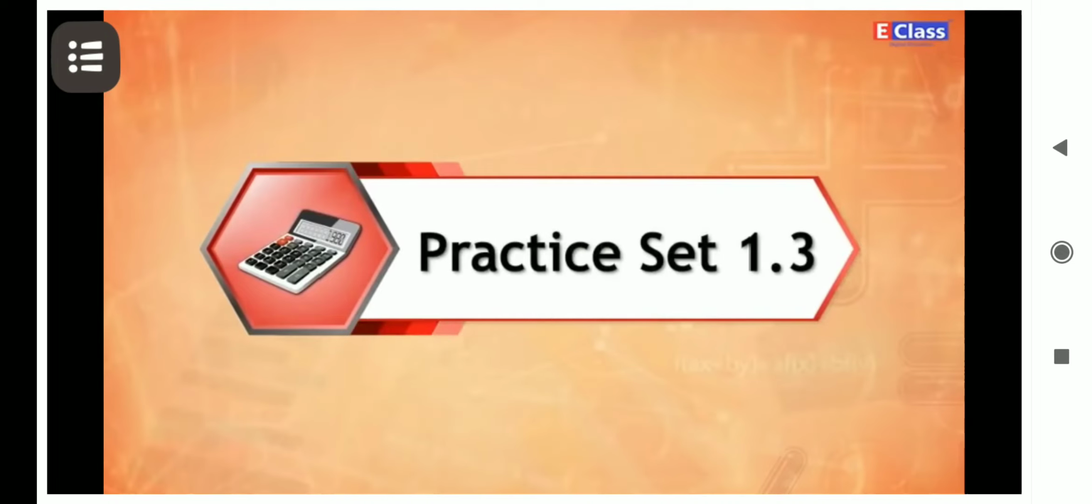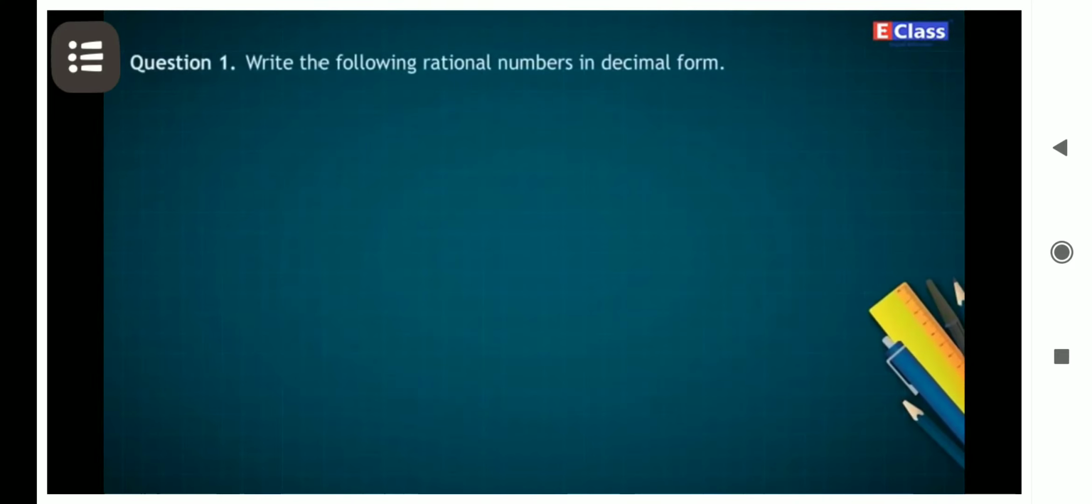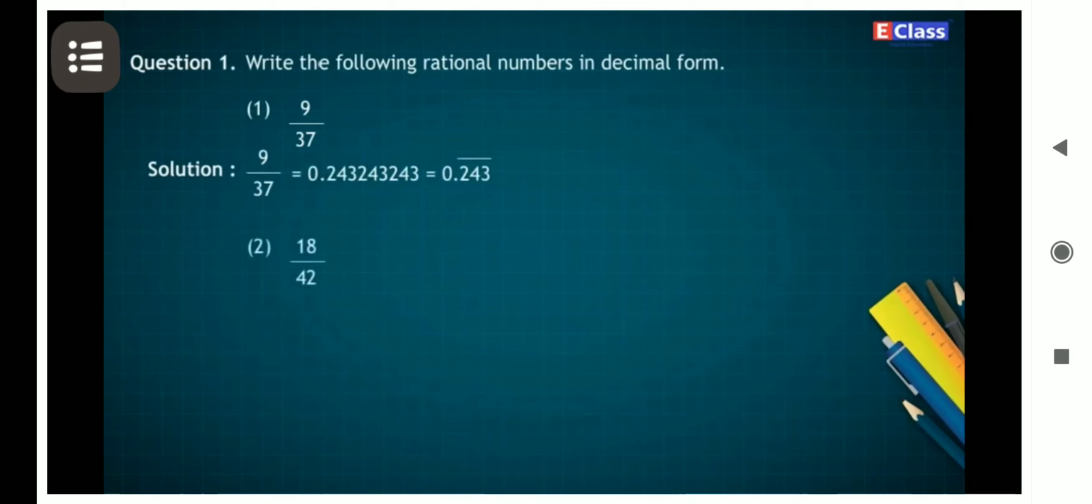Practice set 1.3. Question 1. Write the following rational numbers in decimal form. 1. 9 by 37. Solution: 9 by 37 is equal to 0.243243243, which is equal to 0.243 bar. 2. 18 by 42.